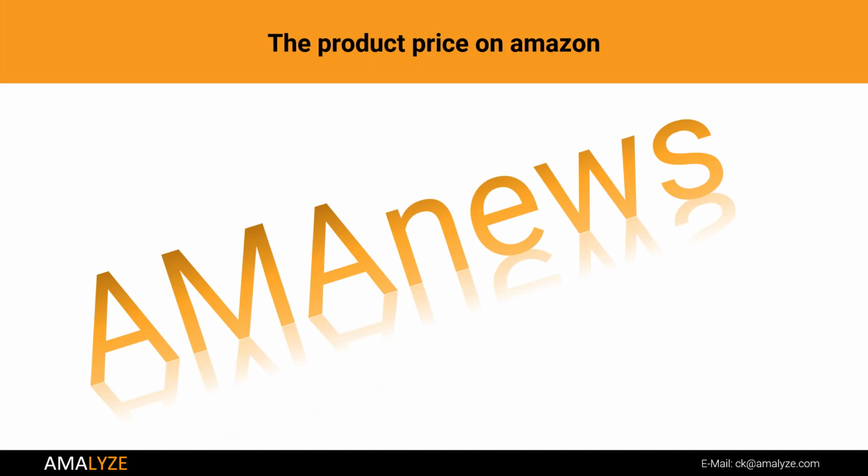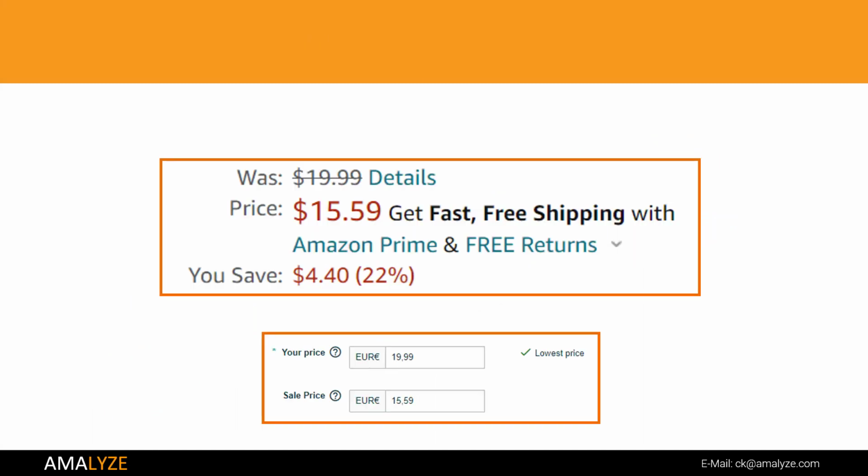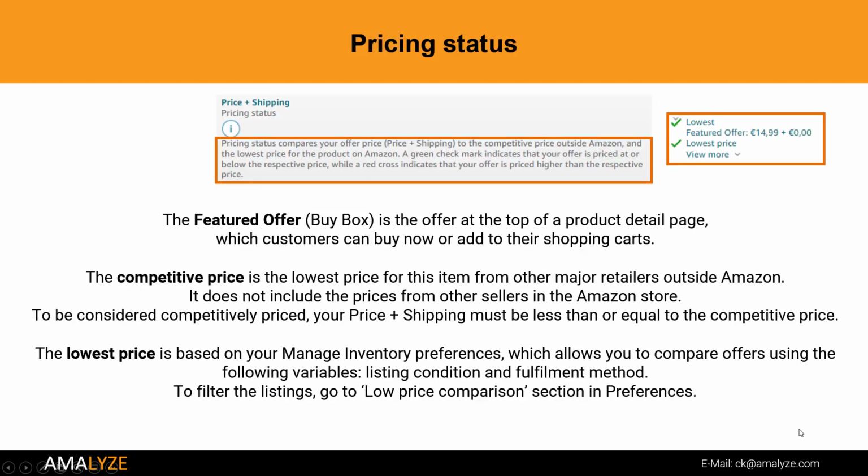Today we want to talk about the product price on Amazon. You can set your sales price and your normal price, we all know that, and on the PDP, on the product detail page, it will normally appear like that, and the customer will directly see what is possible to save. But we want to talk about a few details.